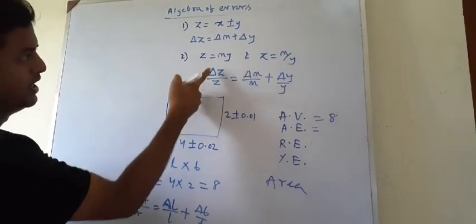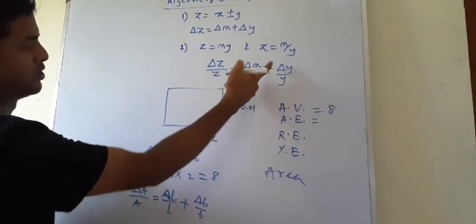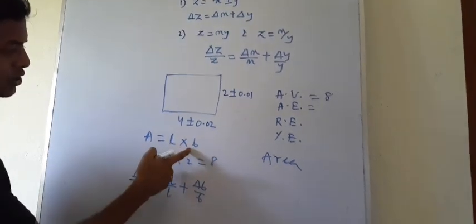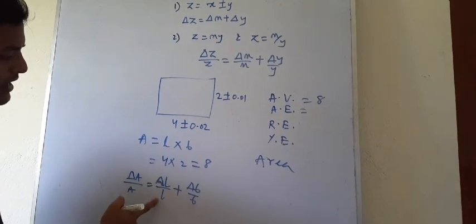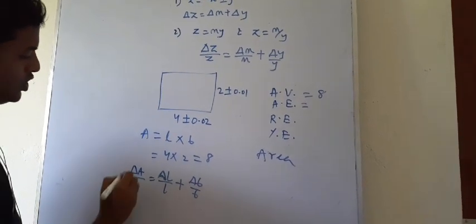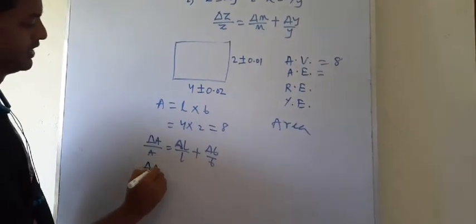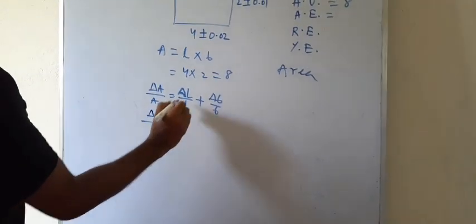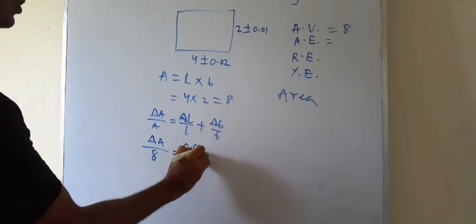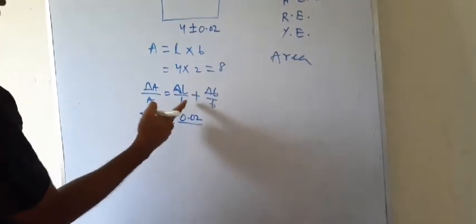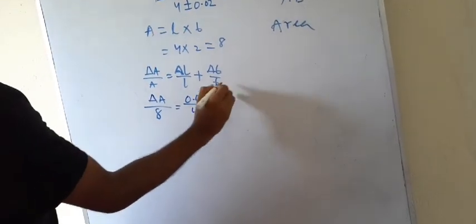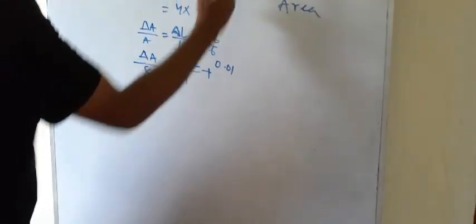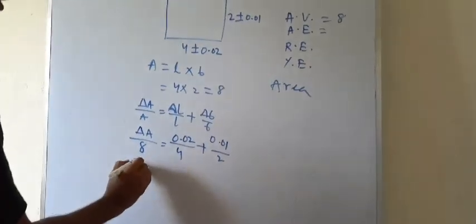If z equal to xy, del z by z equal to del x by x plus del y by y. If A equal to L into B, del A by A equal to del L by L plus del B by B. So what is my del A? I don't know. I want to find it out. What is my A? A is 8. Okay. What is del L? Del L is 0.02. And what is your L? L is 4, plus del B is 0.01. This is 2. So very easy.